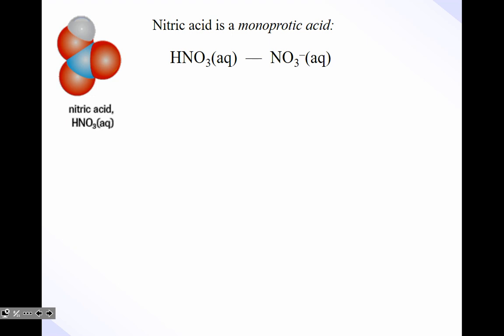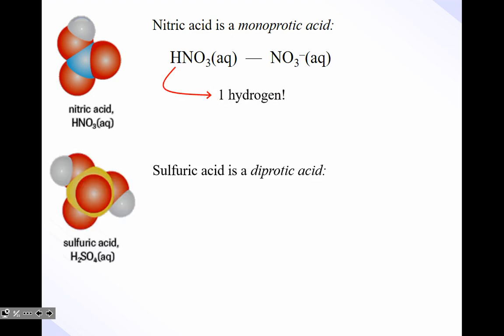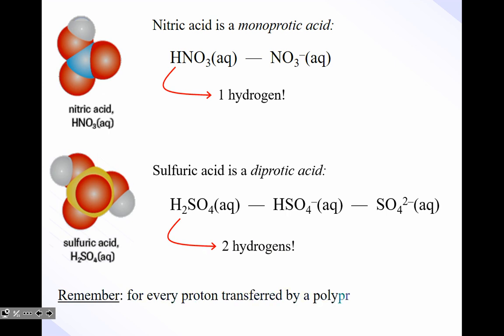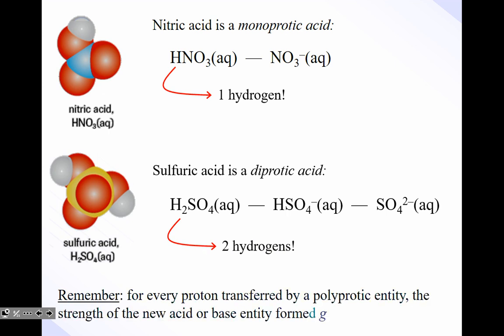So nitric acid is a monoprotic acid, only one hydrogen. And sulfuric acid, like I told you, is a diprotic acid, but you can say polyprotic. It's just more specific. It's not a big deal because of the two hydrogens, right? So remember, for every proton transferred by a polyprotic entity, the strength of the new acid or base entity formed greatly decreases.